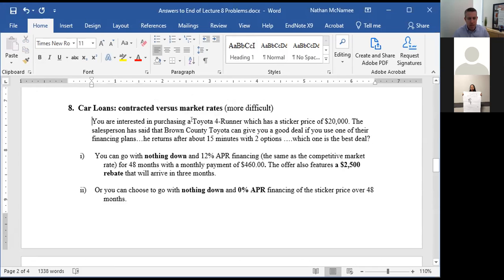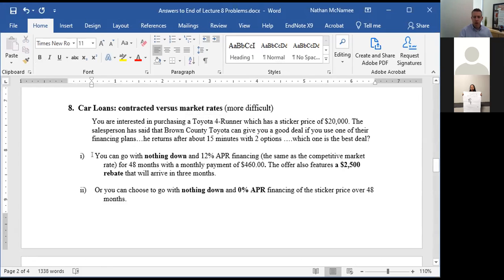You are interested in purchasing a Toyota 4Runner, which has a sticker price of $20,000. This is an English phrase that may not be familiar to those who are not from America or England. Sticker price just means what's advertised. It's the sticker sitting on the car window. This is being sold for $20,000, so that's the sales price. The salesperson has said that Brown County Toyota can give you a good deal if you use one of their financing plans. He returns after about 15 minutes with 2 options. Which one is the best deal?